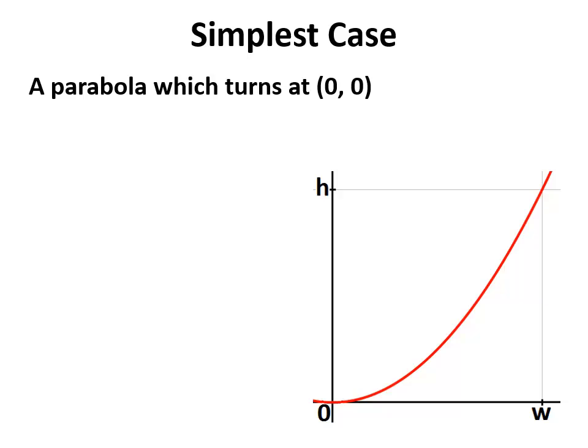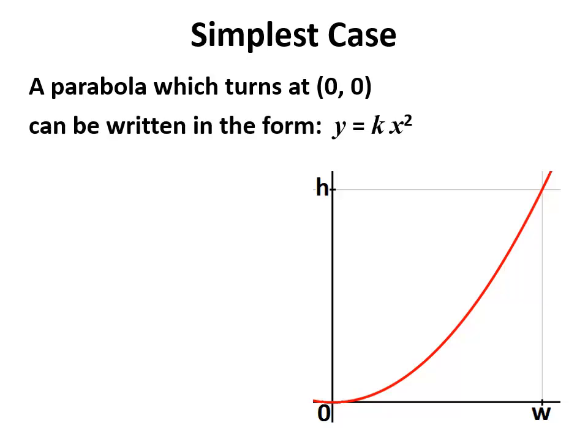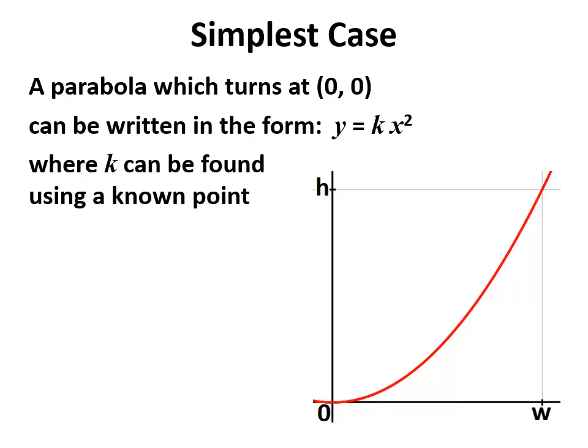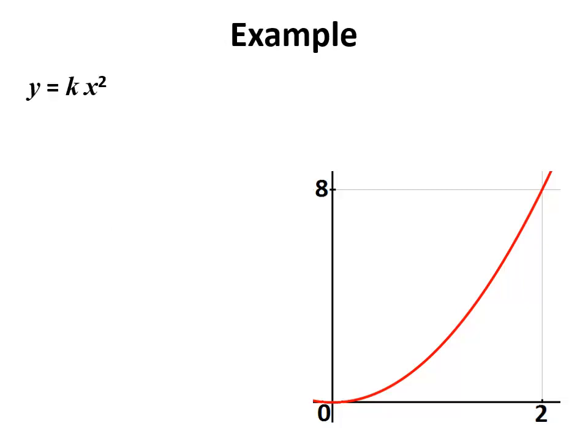This parabola turns at 0, 0. And so it can be written in the form y equals k x squared with an unknown multiplier here. And then using a known point, we can work out that unknown multiplier using w and h at this point. So let's put it going through at x equals 2, y equals 8. And this is our general form for such a graph. So what we have here is that y equals 8 when x equals 2, and so we can substitute those numbers into our equation.